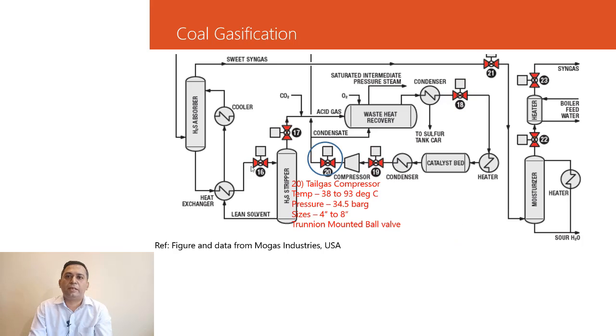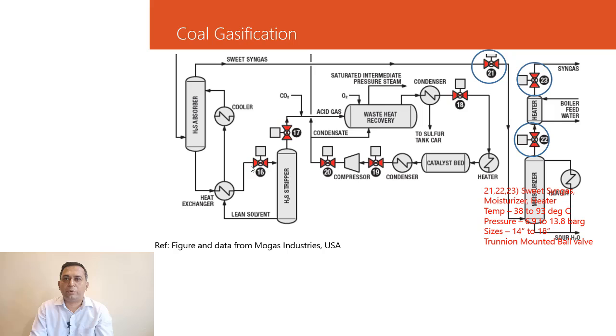Next, tail gas compressor valve. The temperature is 38 to 93 degrees centigrade. Pressure is increased to 34.5 bar. Size will be 4 to 8 inch, and here we can use a tunnel mounted ball valve. This is a clean gas, but this gas will go into the gasifier for commercial process.